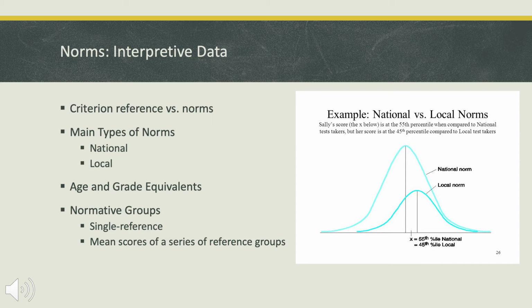Last, I just want to touch on the two different types of norms. So we have national and local. National is the most generally used and most commonly used type of norms. And then we have local, which is usually where the test publisher has to go and collect their local norms.